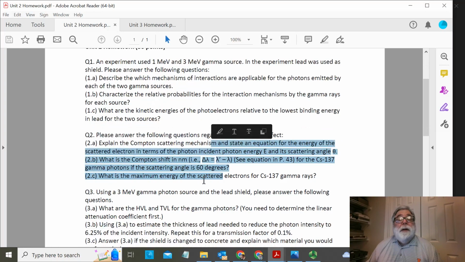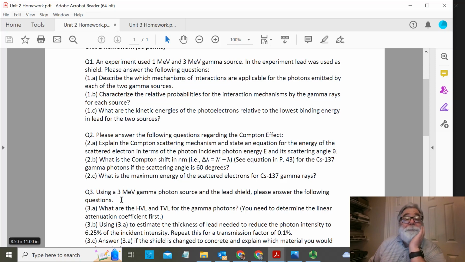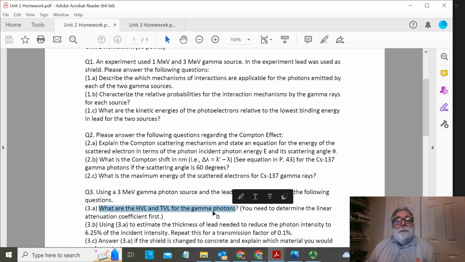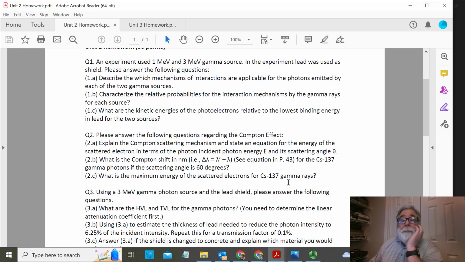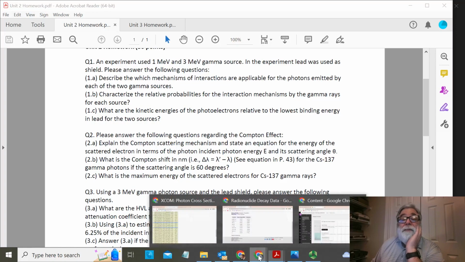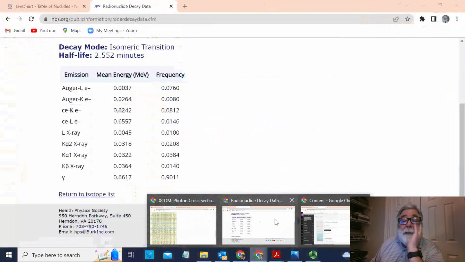Okay, now we're going to talk about high-energy photons incident on lead. This is 3 MeV photons, and we're supposed to determine what the HVL and the TVL are. It says you need to determine the linear coefficient first. So we're going to need to get some data. Let's go find some data.